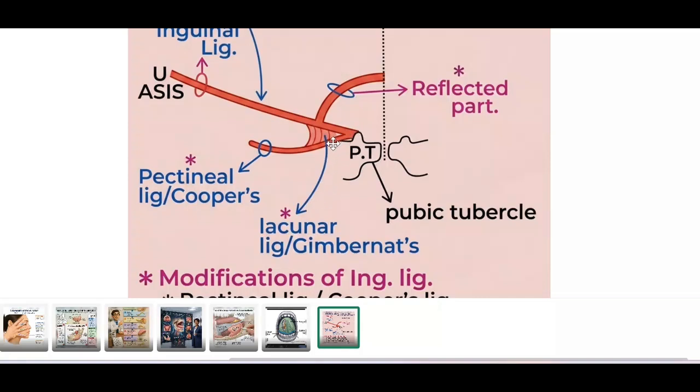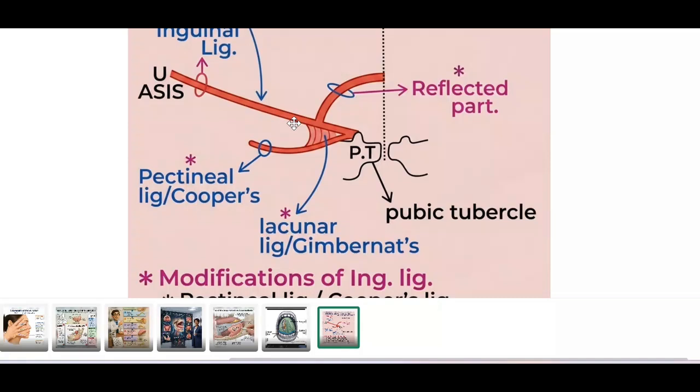Now the lacunar ligament is going to continue posteriorly up to the pectineal line on the superior ramus of the pubic bone. At the pectineal line, that lacunar or inguinal ligament is going to fuse with the periosteum of the pectineal line, and here it forms the ligament called the pectineal ligament. The pectineal ligament is also called Cooper's ligament. So the pectineal ligament and lacunar ligament are extensions, or you can say modifications, of the inguinal ligament.